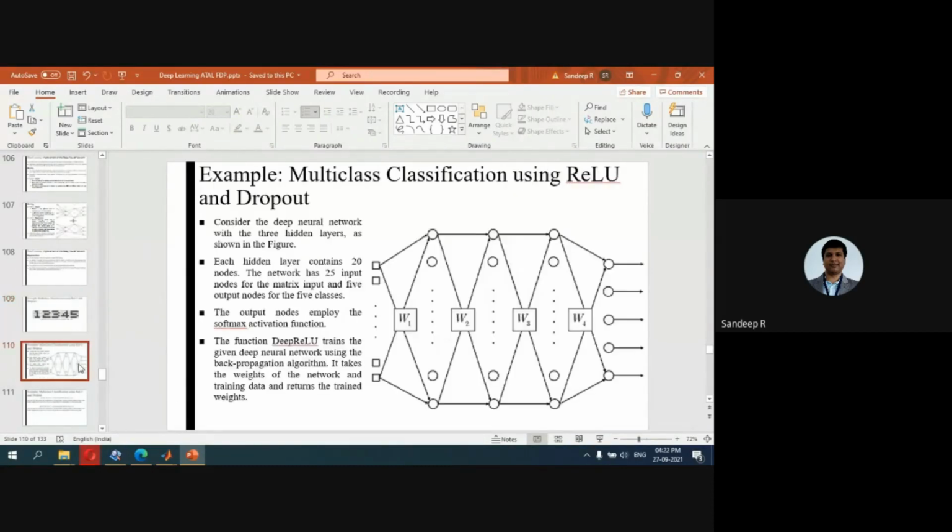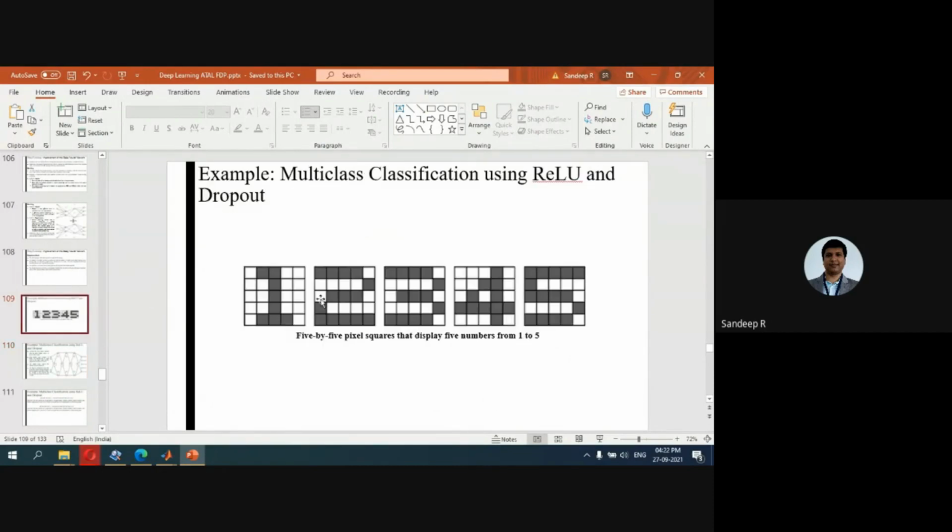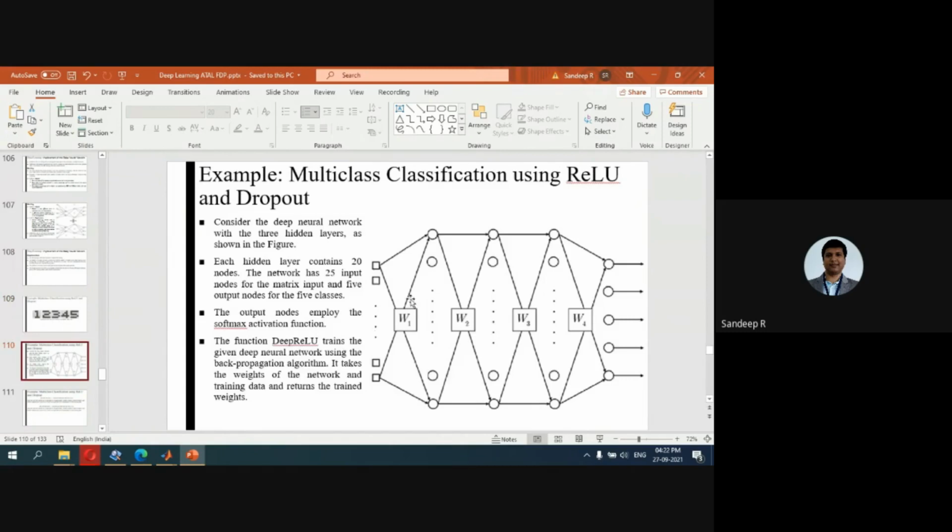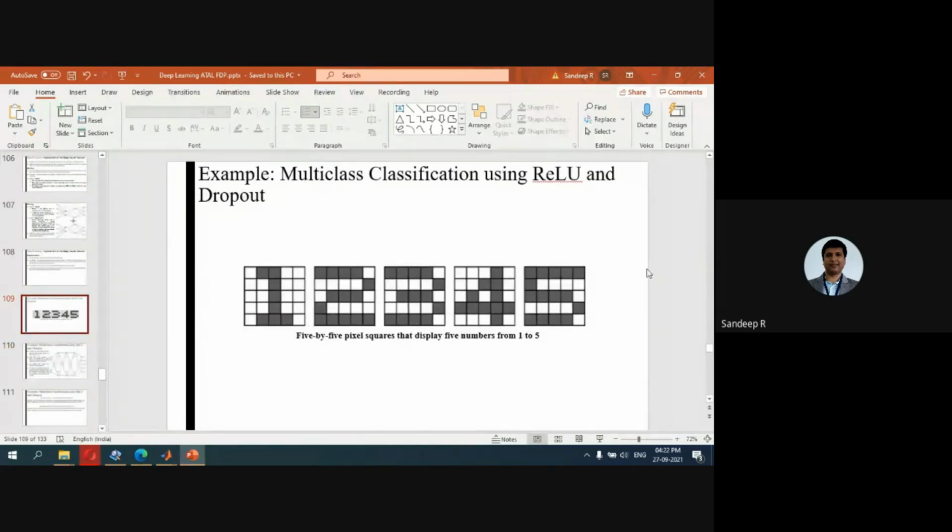So we'll do this multi-class classification using ReLU and dropout. Here we have the input nodes. How many input nodes will there be? 25, because the image is 5 by 5, so 25 nodes at the input. And how many output nodes? It's a multi-class problem, and the number of output nodes is equal to the number of output images. Here 5 images need to be classified.